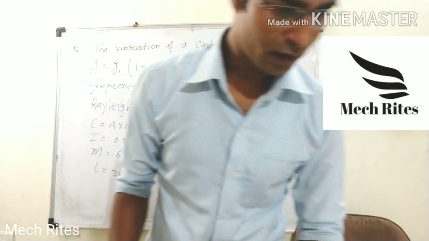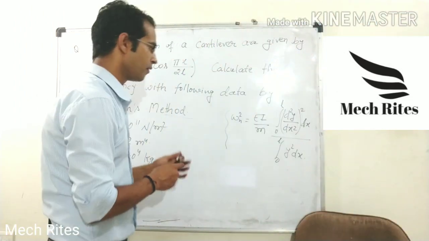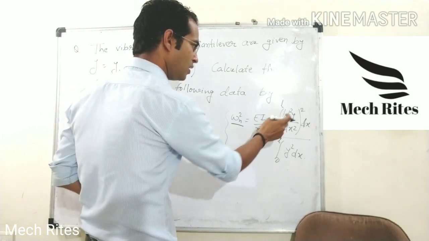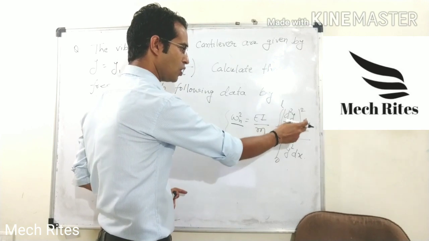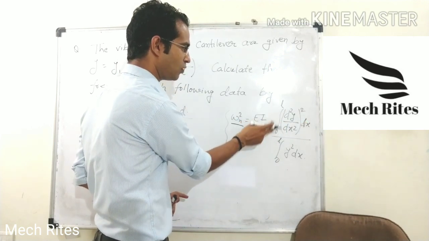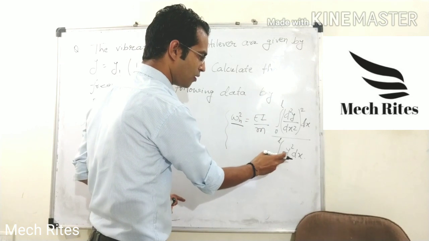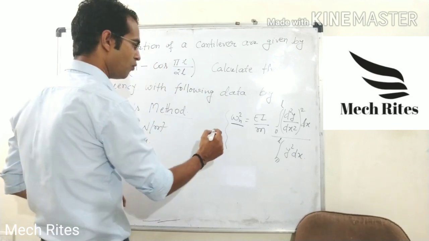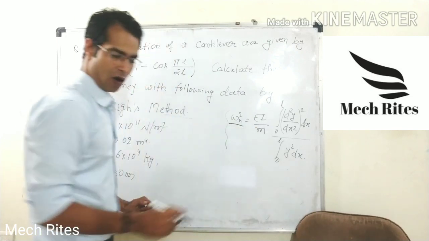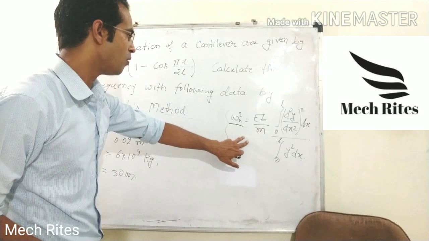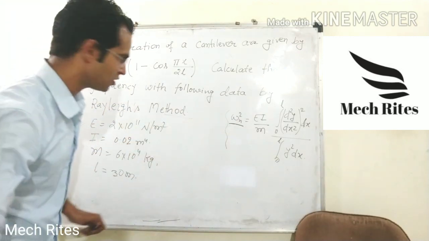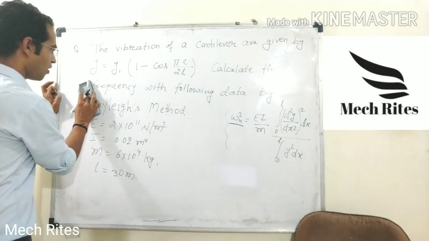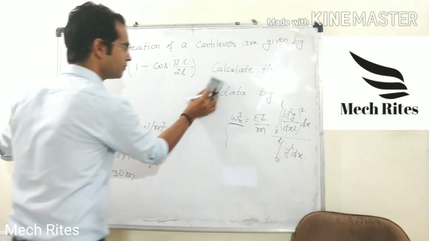And we will select a formula. That formula is what? Omega n square equal to EI by m, integration of (d square y by dx square) whole square dx with respect to 0 to L, divided by integration of y square dx with respect to 0 to L. So it is one formula of Rayleigh's method. Now on the basis of this formula we can solve this problem. Let's start. We are given y equal to this. So first of all I will use this data.